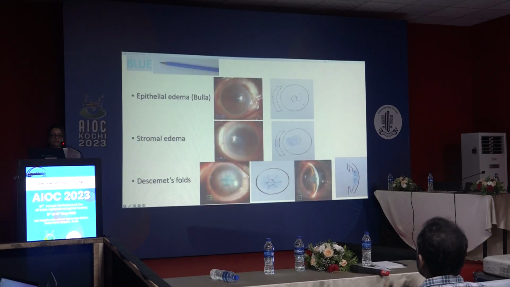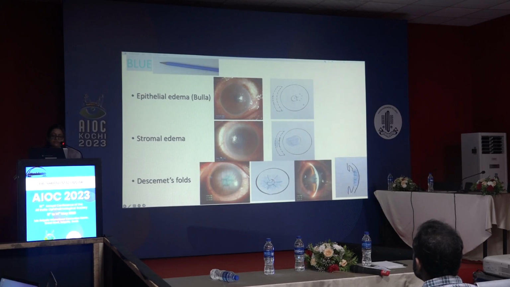Now let's come to the blue. Blue is for corneal edema. So like in this case, this patient was having epithelial edema, bullae. So we depict epithelial edema with blue dots. For stromal edema, like in this case, we show it with blue patches.